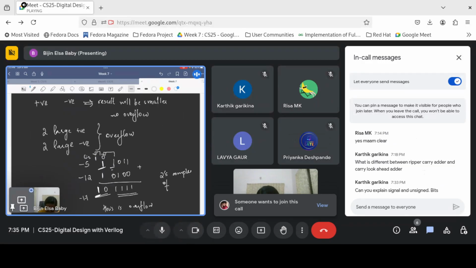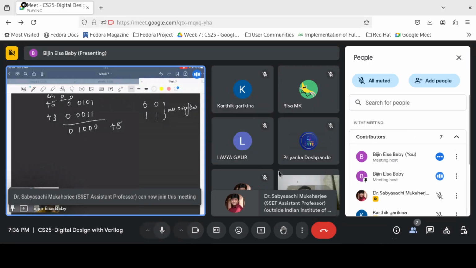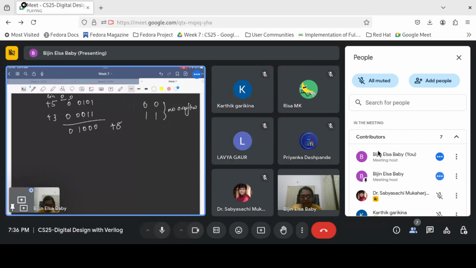But when the carry from this data bit to this sign bit is 0, and from the sign bit to outside is 1, that is 0 and 1, or 1 and 0, then overflow. Here it is 0, 0, right? If it is 0, 0 or 1, 1, no overflow. This is how we can find out whether overflow happened for the signed numbers. You can try out a few examples. We don't have time, so I'm quickly moving to the next topic.